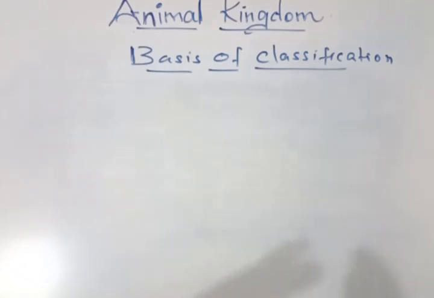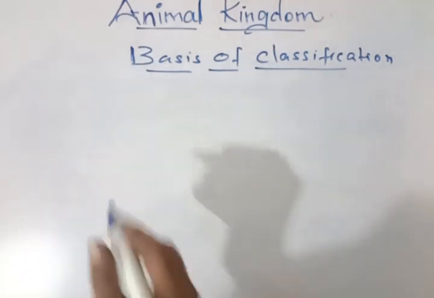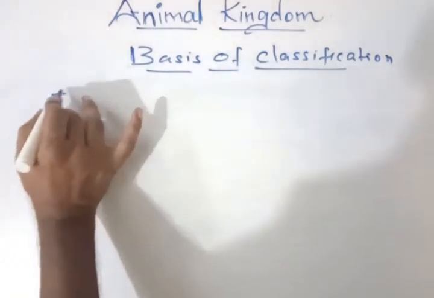So we know animals are grouped into two subkingdoms, non-chordates and chordates. Now, among these two subkingdoms, on what basis have scientists classified? That is very important. There are so many fundamental features they have taken for classifying. The first one is level of organization.